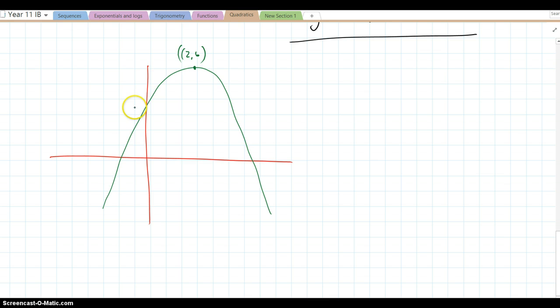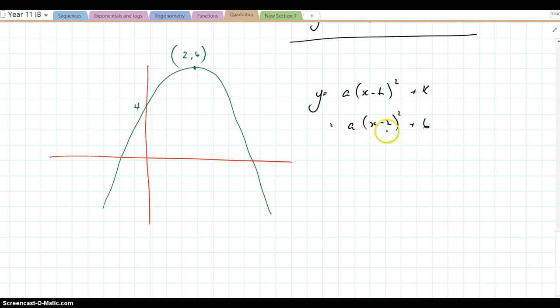Better also give this information away. It goes through 4 on the y-axis. I don't have the axis information, but I do have vertex information. So let's start with my vertex form, y equals a(x minus h) squared plus k. In this case, my h is 2 and my k is 6.